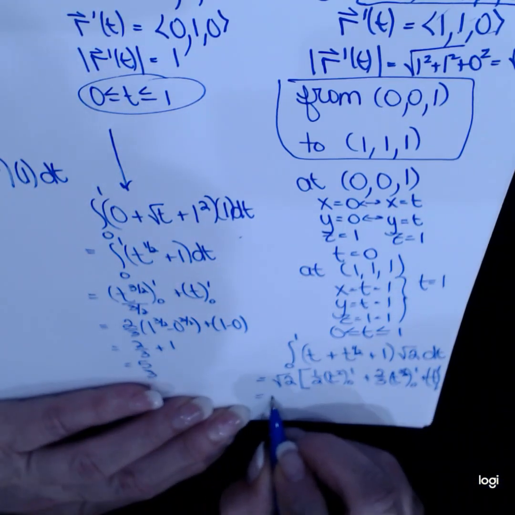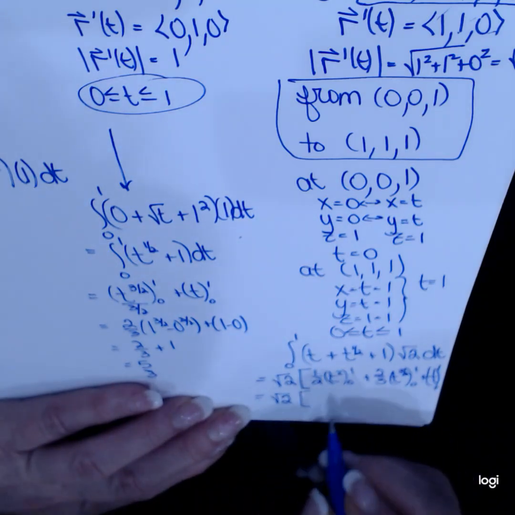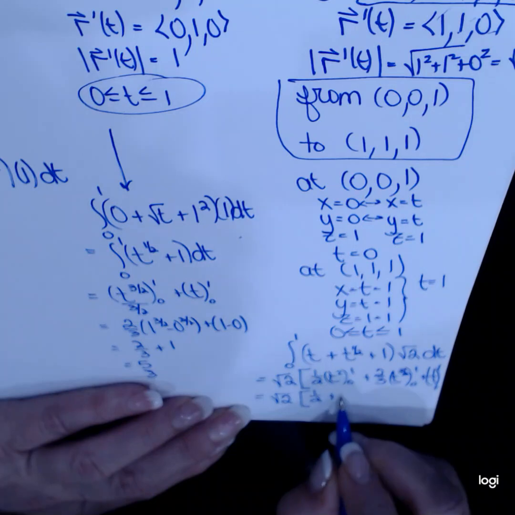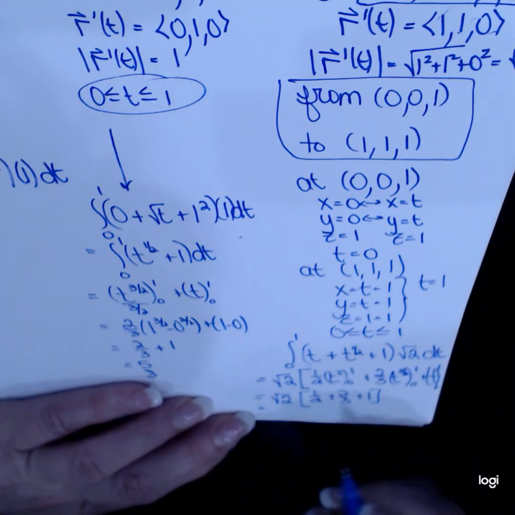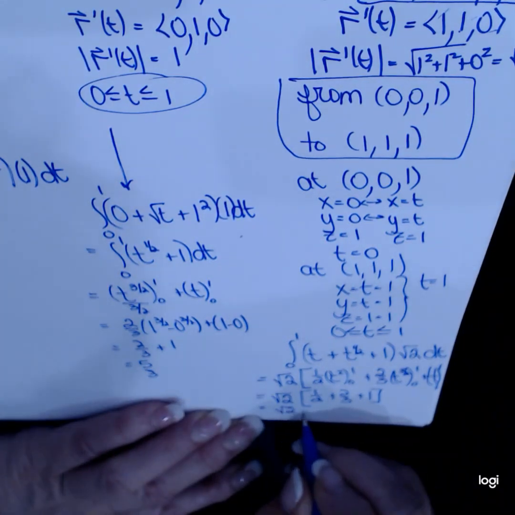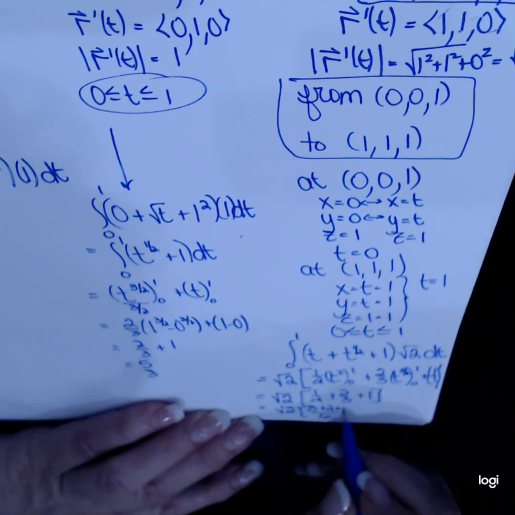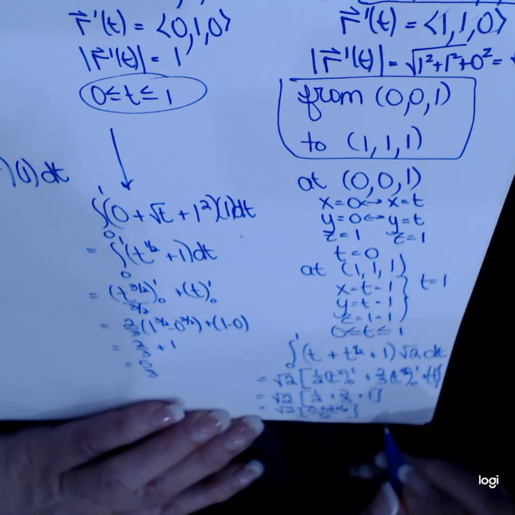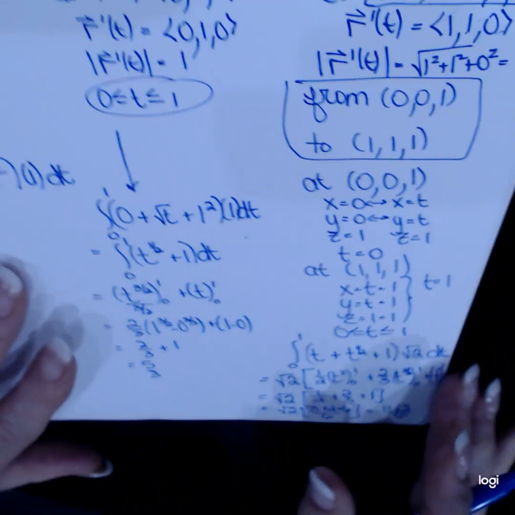So this is going to give me the square root of 2 times, this looks like 1/2 plus 2/3 plus 1. And let's see, I think I can put those over 6. This is the square root of 2 over 6 times 3 plus 2 plus 6. So that is 11 square root of 2 over 6.